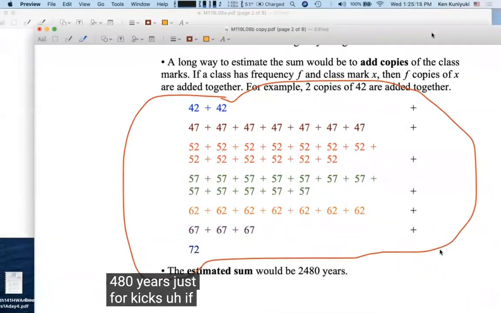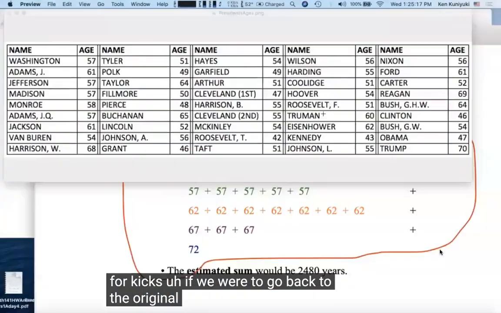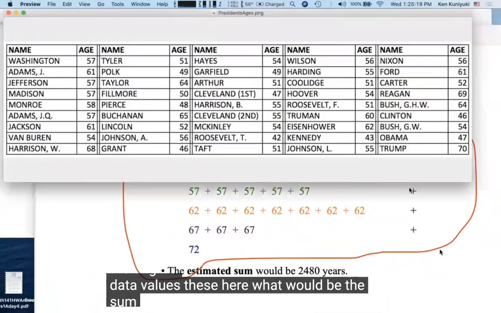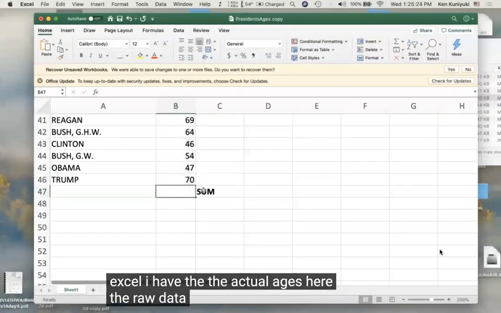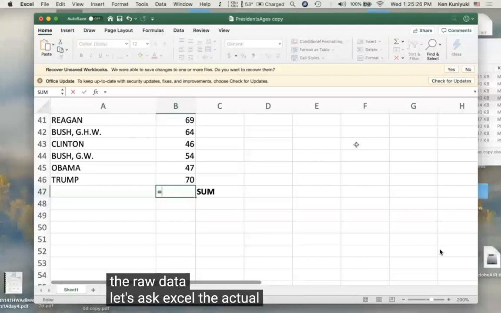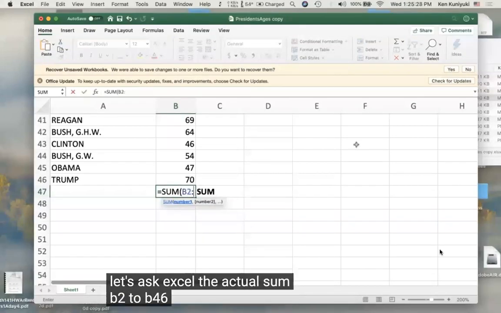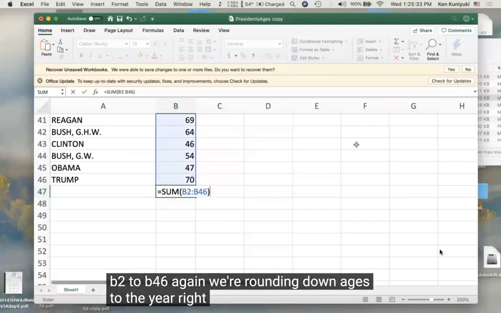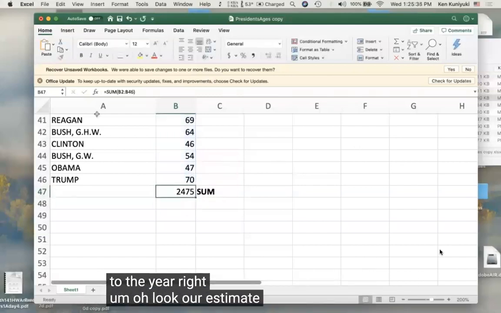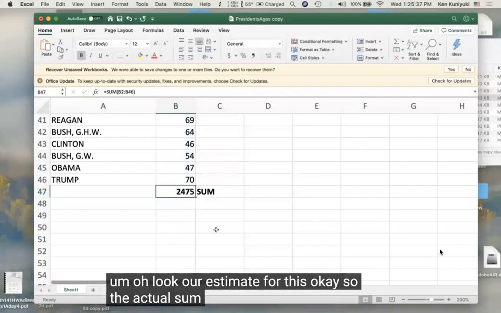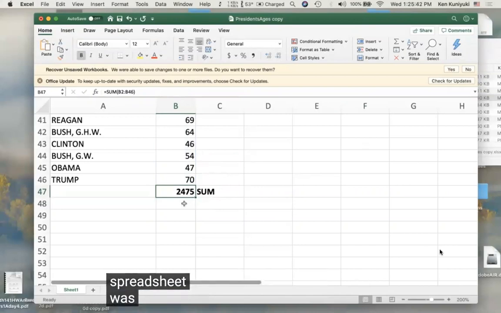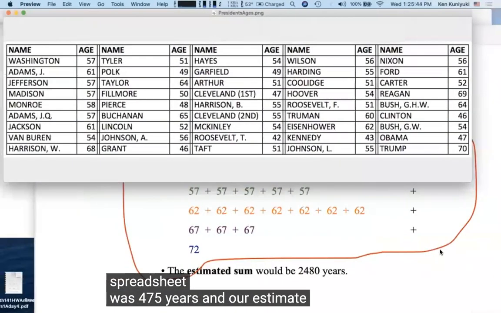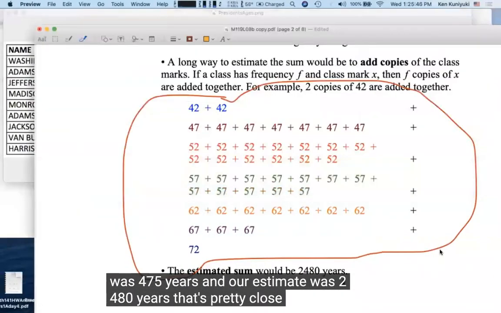Just for kicks, if we were to go back to the original data values, what would be the sum? Let's ask Excel. I have the actual ages here, the raw data. The actual sum, B2 to B46. Again, we're rounding down ages to the year. The actual sum based on our Excel spreadsheet was 2,475 years. And our estimate was 2,480 years. That's pretty close.